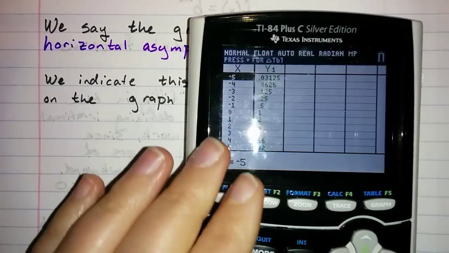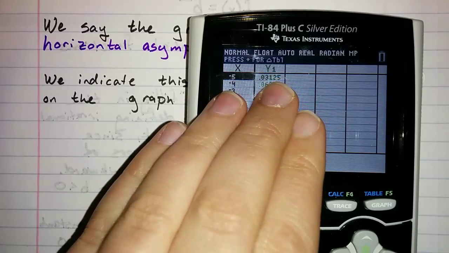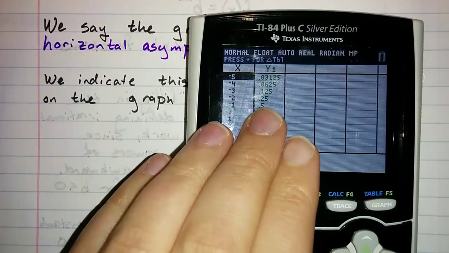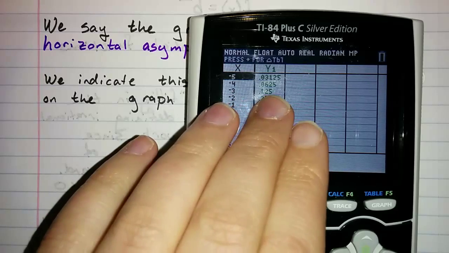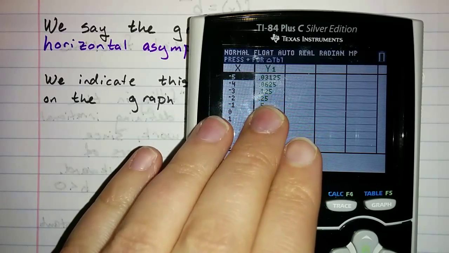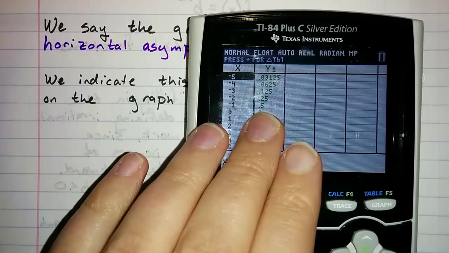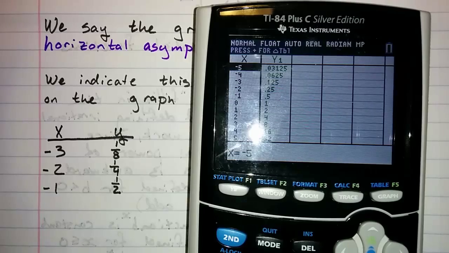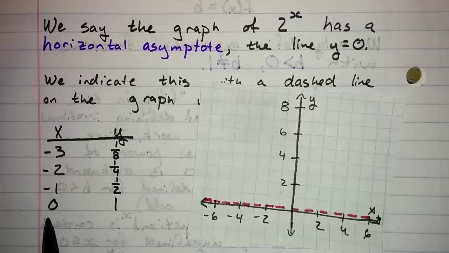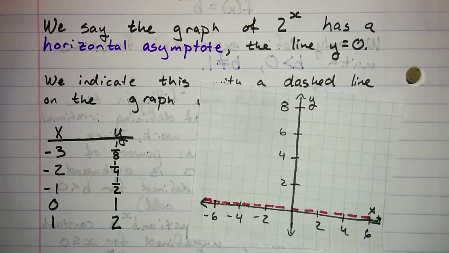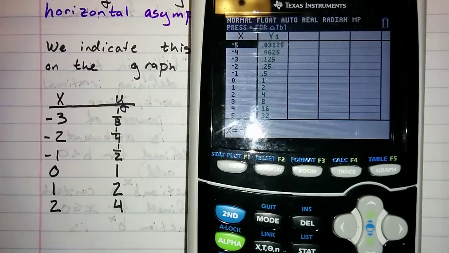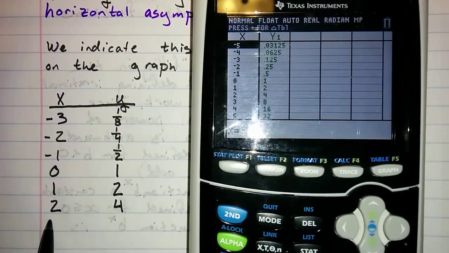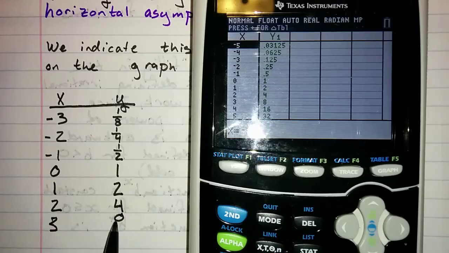We see that when we have negative values for x, we very quickly get very, very small decimals. Right? Maybe you notice that negative 3 gives us an eighth, negative 2 gives us a quarter, negative 1 gives us a half. 0 gives us 1, of course. 2 to the 0 is 1. 2 to the 1 is, of course, 2. 2 squared is 4. Again, we can see that in the table. 2 to the third is 8.